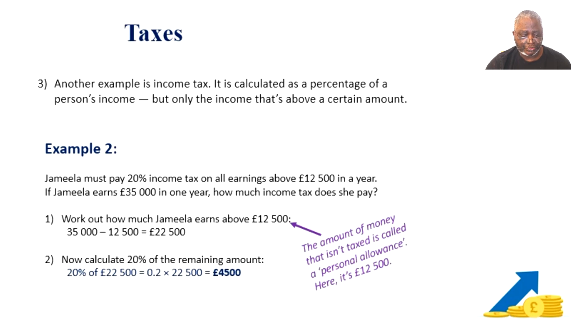So the first thing you need to do is subtract the 12,500 from the 35,000 and you'll have 22,500. And then you apply the tax of 20%. And 20% of 22,500 is equal to 4,500, and that's the tax you have to pay for the year. That is usually split equally over 12 months.